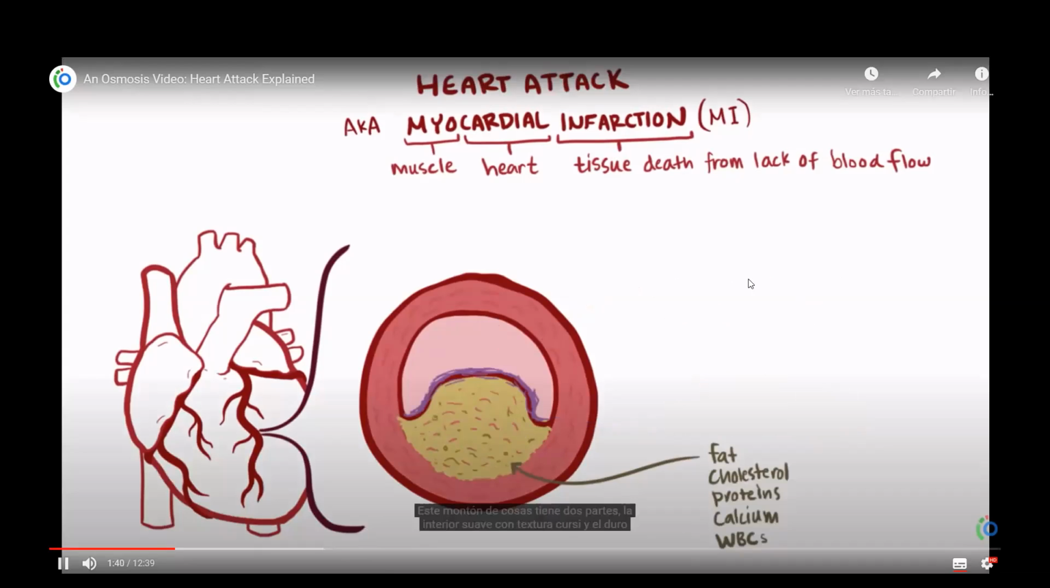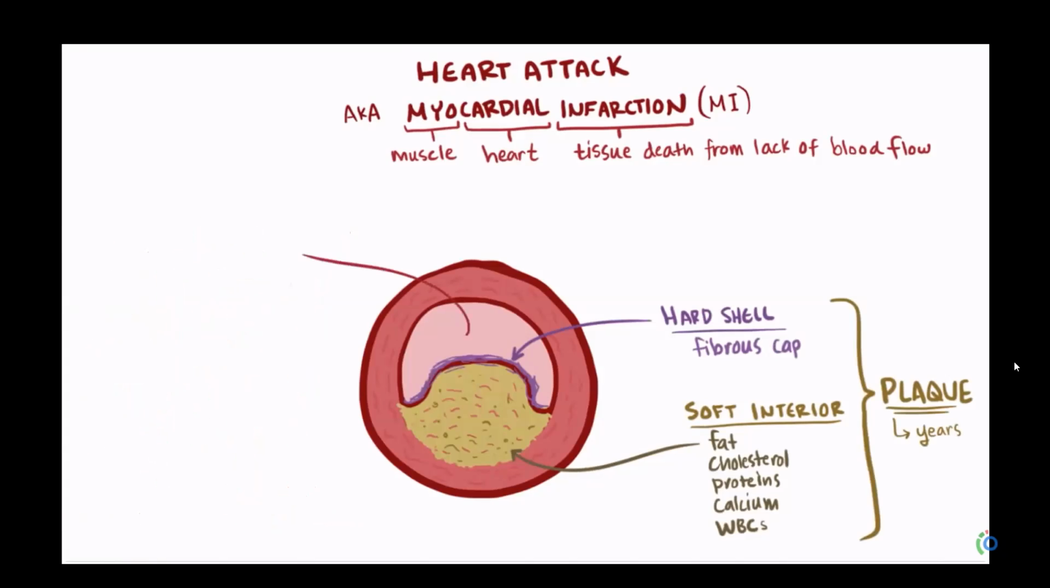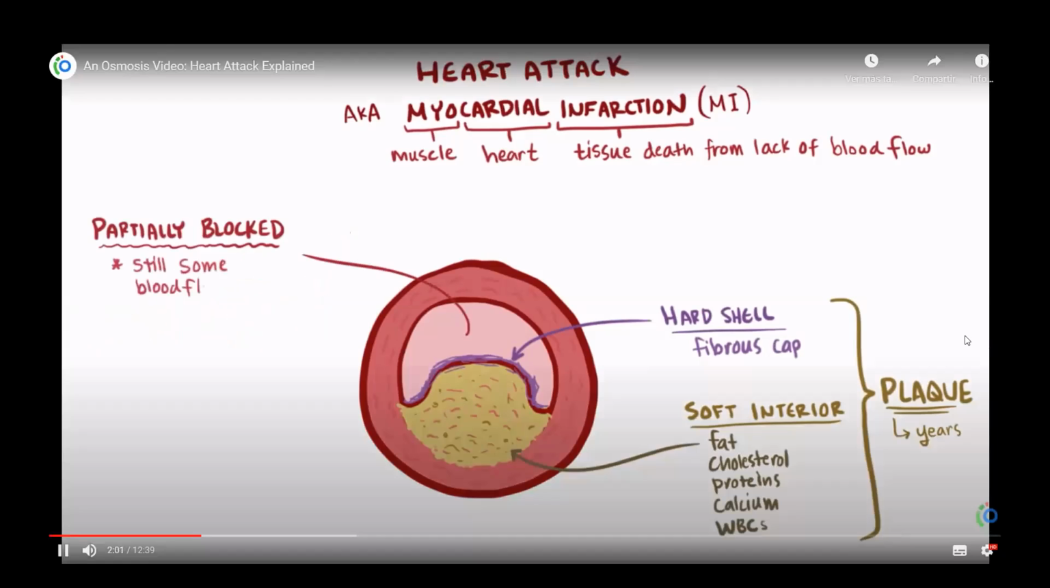This mound of stuff has two parts to it: the soft, cheesy textured interior, and the hard outer shell, which is called the fibrous cap. Collectively, this whole thing's ominously called plaque. Usually, though, it takes years for plaque to build up, and this slow blockage only partially blocks the coronary arteries. And so, even though less blood makes it to the heart tissue, there's still blood.